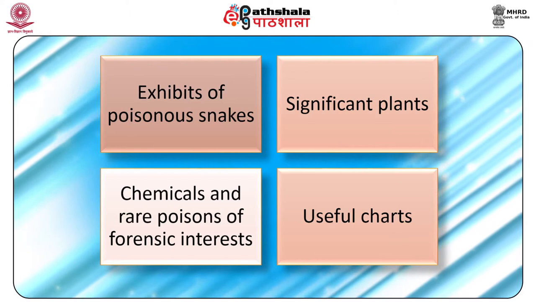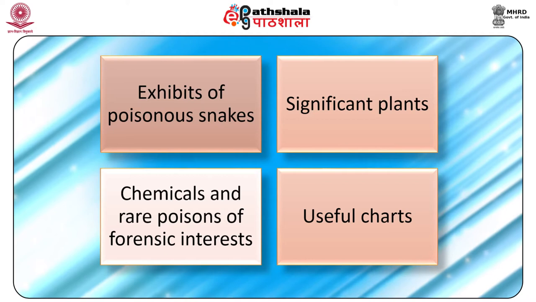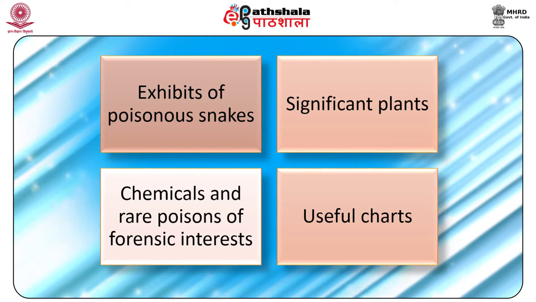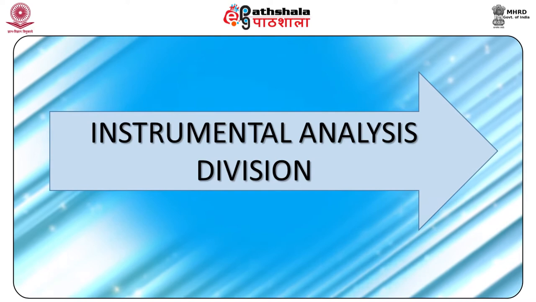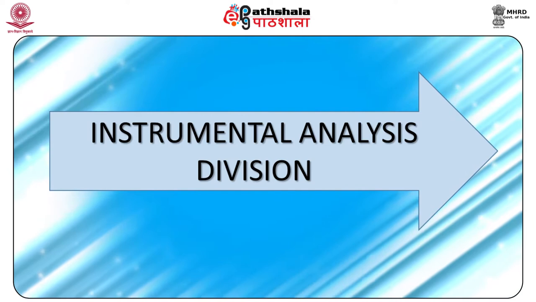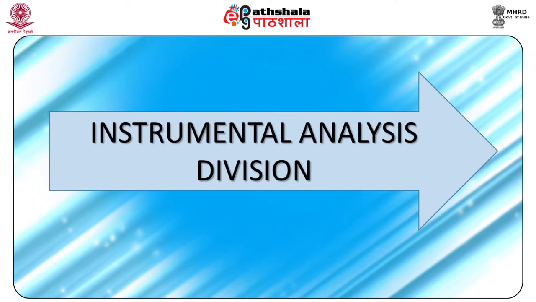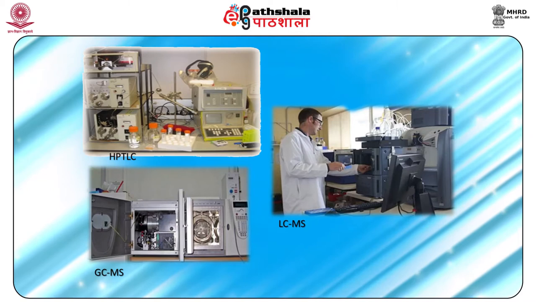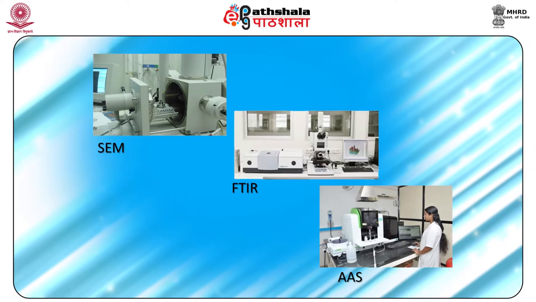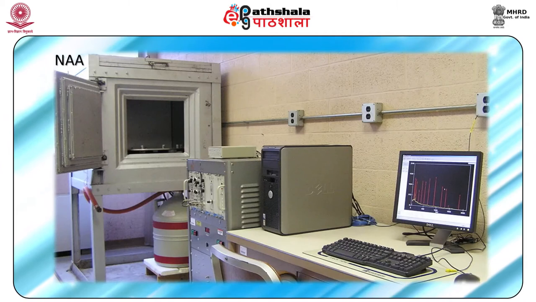Depending upon their analytical needs, the case exhibits are examined in one or more divisions of the laboratory. The nature of examination that can be undertaken in different divisions of any forensic science laboratory: Instrumental analysis division. Well-equipped centralized facilities should be available at every laboratory to examine the samples by using instrumental methods of analysis as per the requirement of the case. In the present-day world, a forensic science laboratory should have the latest sophisticated instruments like HPTLC, GCMS, LCMS, SEM, FTIR, AAS, that is Atomic Absorption Spectrophotometer, and other facilities like NAA.